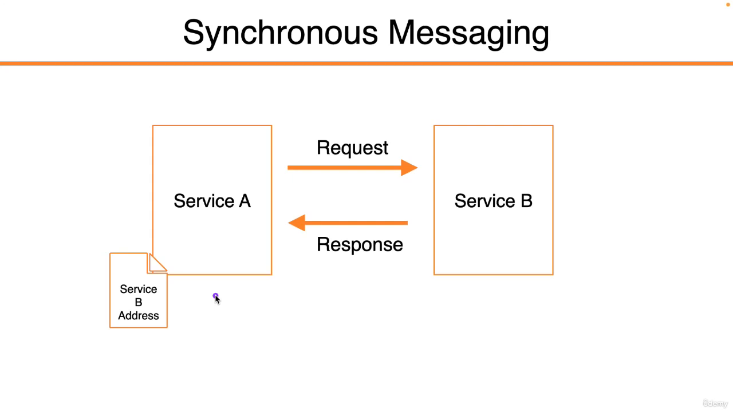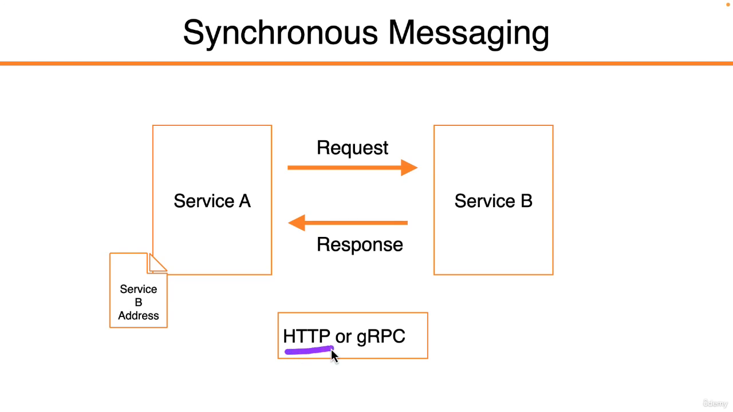There are technologies that help, like service discovery, but it's not something we're covering in this course. So we are going to be using configuration to provide the address of where service B is in this case. And like I mentioned, there's two options for this. We can use HTTP or we can use gRPC.